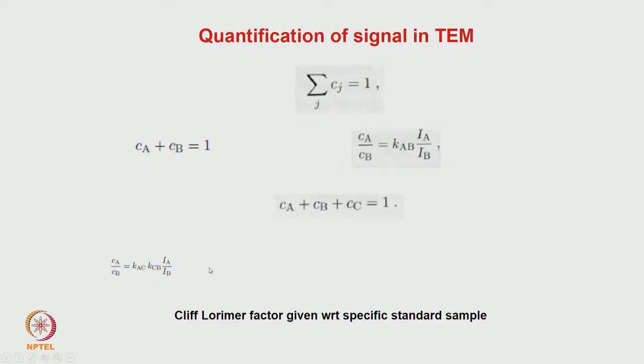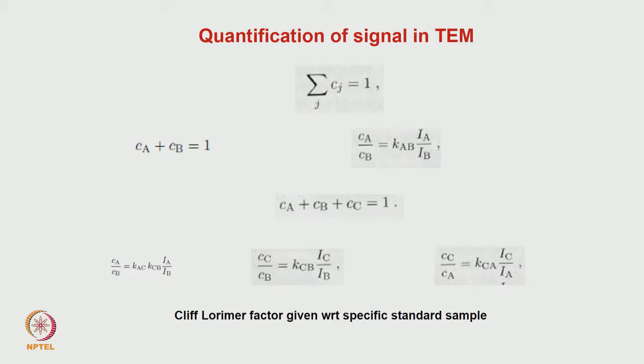Essentially, suppose 3 elements are there, CA by CB, CB by CC, then we can have CA by CC. These sort of factors come from the tables which are available. With respect to the concentration of the element C, we have taken this ratio and calculated what the Cliff-Lorimer factor is going to be. That means that the ratio of the concentrations is not the same as the ratio of the intensities. There is a factor which comes into the picture.